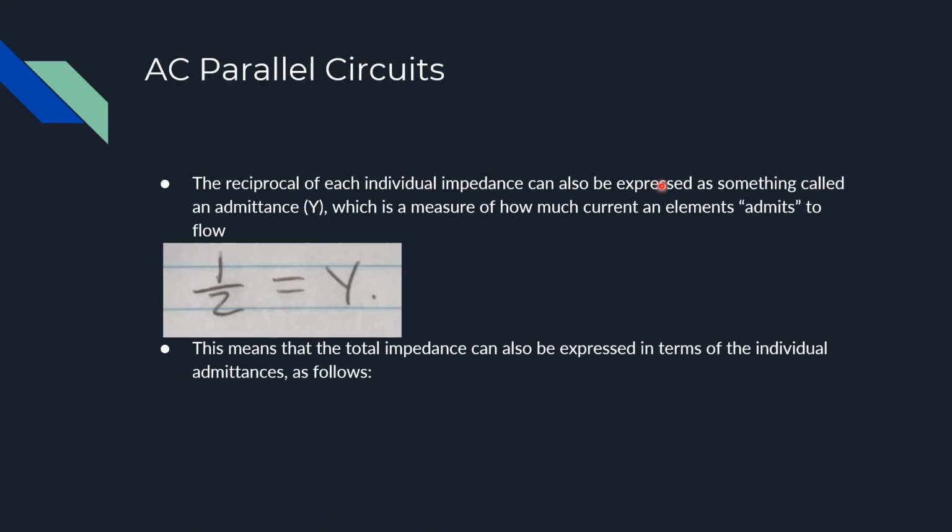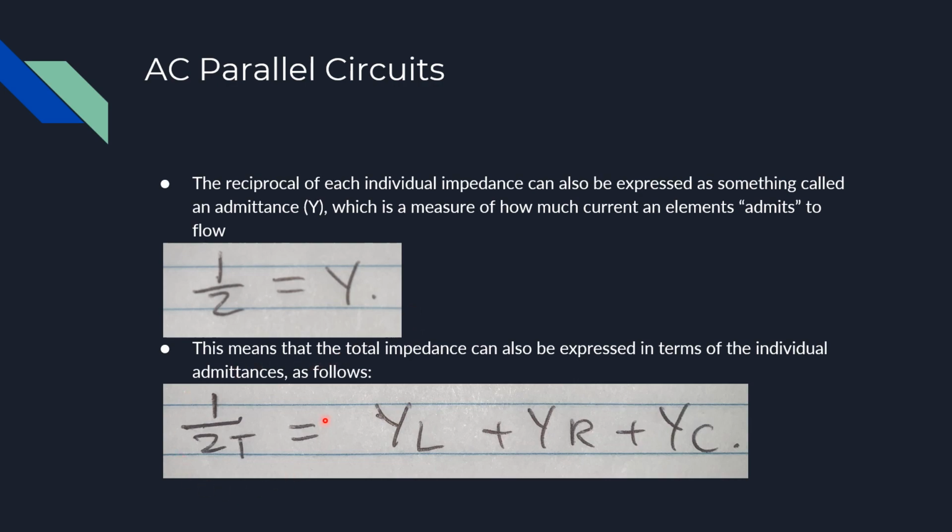Each individual impedance can also be expressed as admittance, which is the letter Y. It's a measure of how much current is allowed to flow by the element. This means that the total impedance can also be expressed in terms of admittances.